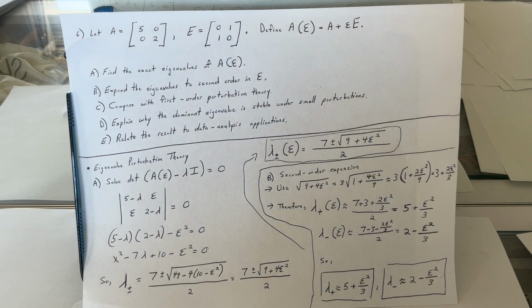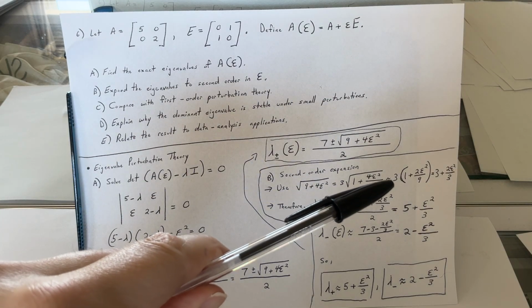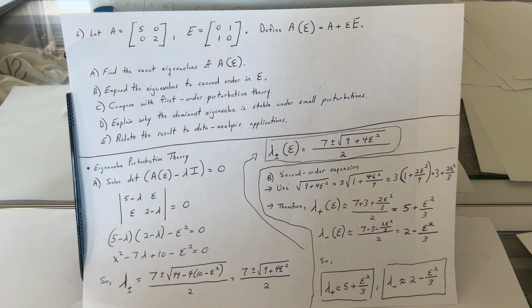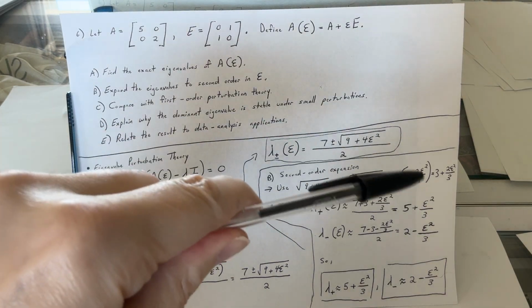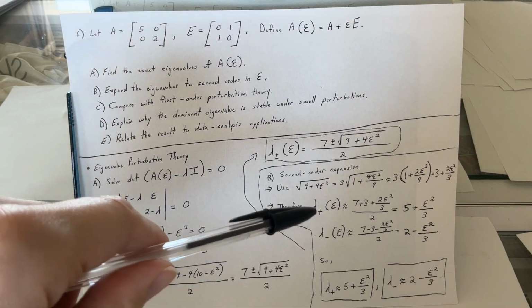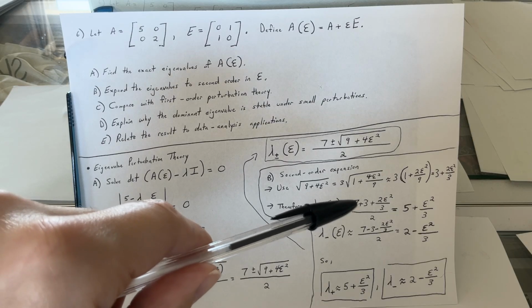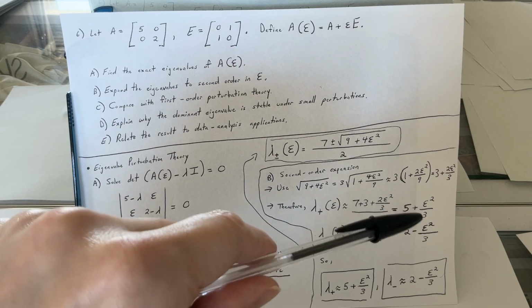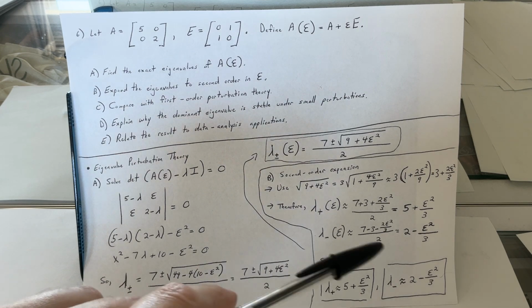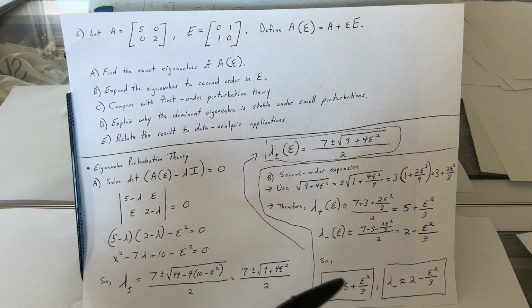Part B, expand the eigenvalues to second order in epsilon, so second order expansion. We're going to use the square root of 9 plus 4 epsilon squared, which is approximately 3 times 1 plus 2 epsilon squared over 9, and that equals 3 plus 2 epsilon squared over 3. Therefore, lambda plus of epsilon is approximately 5 plus epsilon squared over 3, and lambda minus of epsilon is approximately 2 minus epsilon squared over 3, given in the boxed answers, just reiterating that.